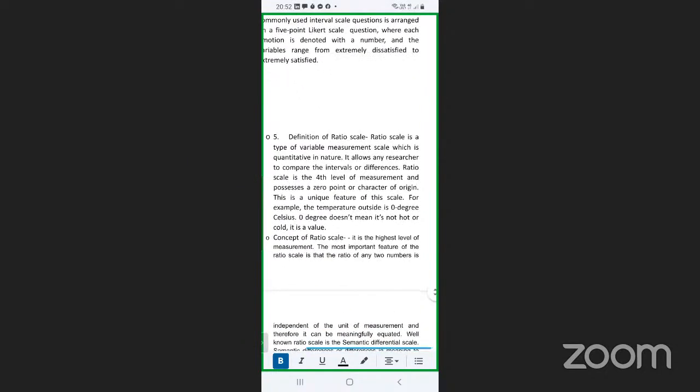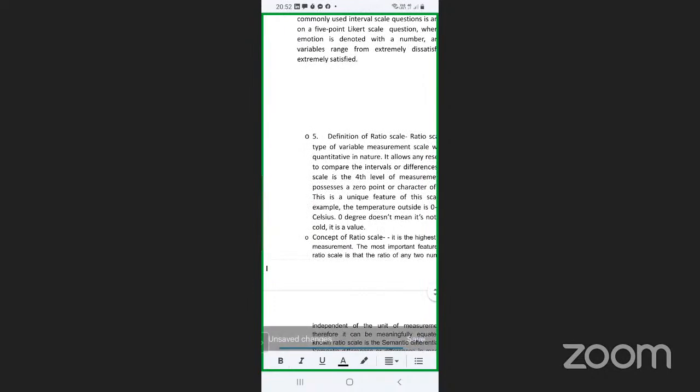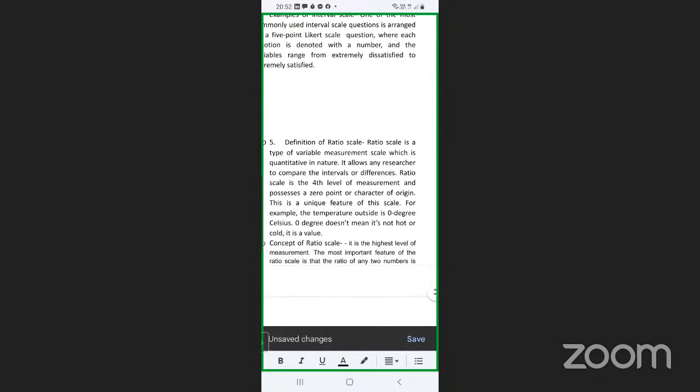Definition of ratio scale. Ratio scale is a type of variable measurement scale which is quantitative in nature. It allows any researcher to compare the intervals or differences. Ratio scale is the 4th level of measurement and possesses a 0 point or character of origin. This is a unique feature of this scale. For example, the temperature outside is 0 degrees Celsius. 0 degree does not mean it is not hot or cold. It is a value. Very good.